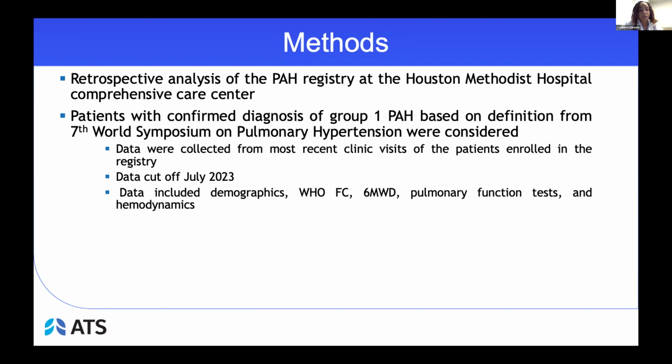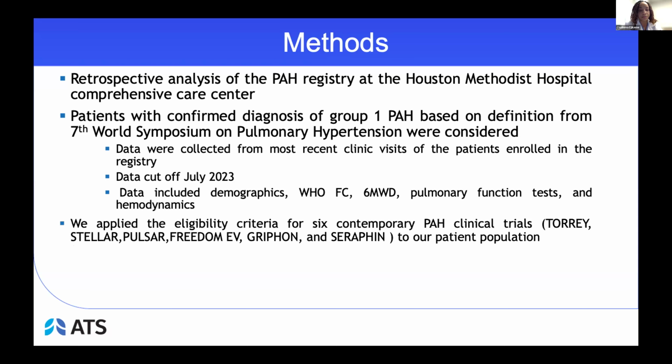So it was a retrospective analysis using our PAH registry here at Houston Methodist. We included all patients who have been confirmed with the diagnosis of group 1 PH following the 7th World Symposium criteria. We collected all their most recent data with the cutoff of collection being July of last year, 2023. And we included their demographics, WHO functional class, 6-minute walk test, pulmonary function test, and hemodynamics as well.